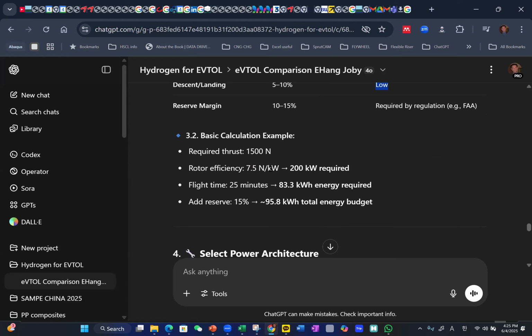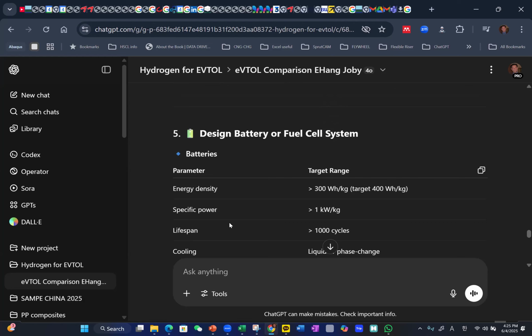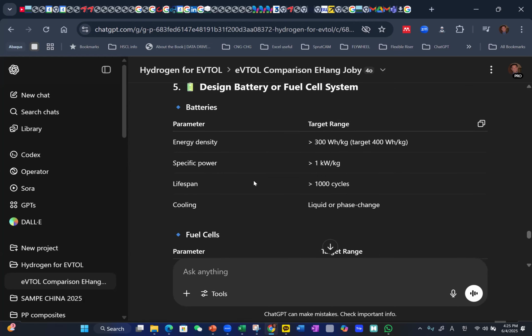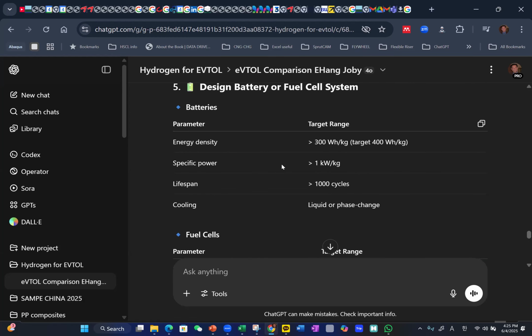And the basic calculation. See, this is the key part in calculations: required thrust and rotor efficiency. You need to consider the rotor efficiency, flight time, and the reserve. Okay, so there are many factors, and specific power and the lifespan. I'm sure this system will give you some information, but you need to go into more detail by communications.